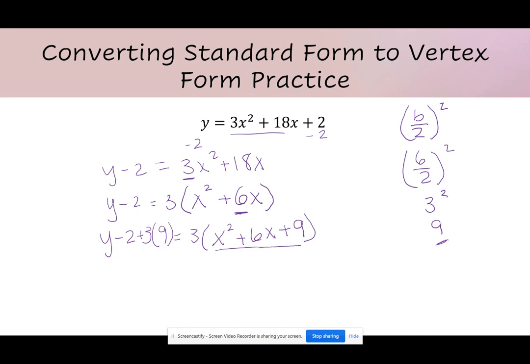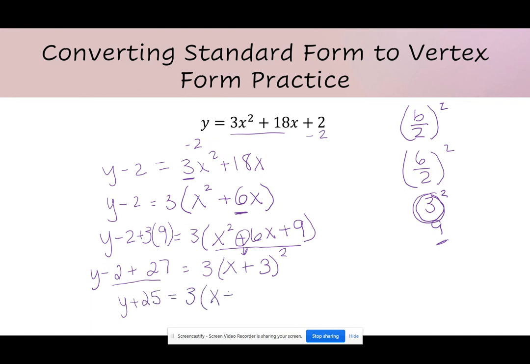Then we want to factor this. So again, it's x, bring down the sign, and it's whatever you squared here, so 3. Bring down everything else. 3 times 9 is 27. Copy down everything else. So on the right side, if we combine these, we have y plus 25 equals 3 times x plus 3 squared. And your last step is to move this constant over. So we would subtract it. So we get y equals 3 times x plus 3 squared minus 25.